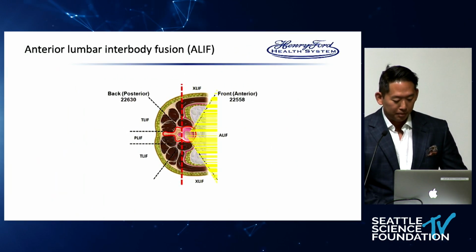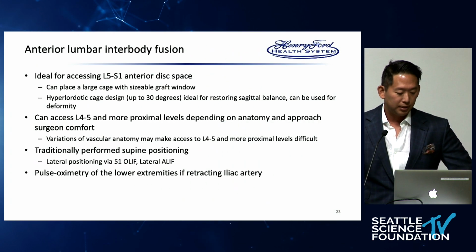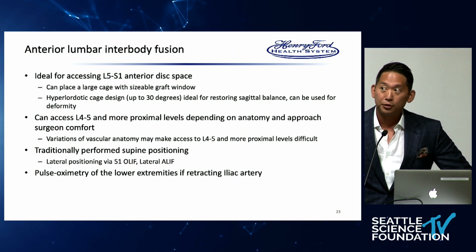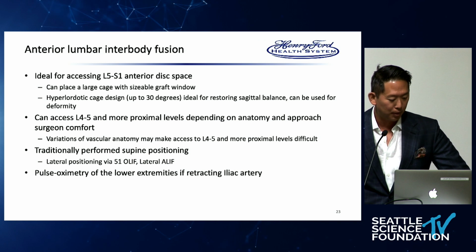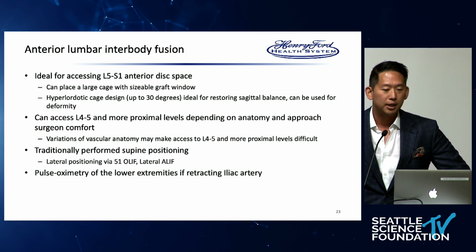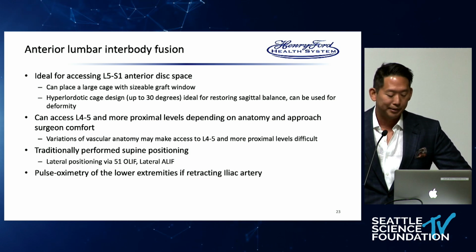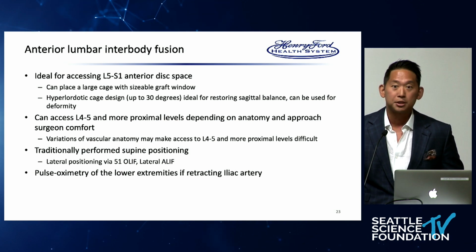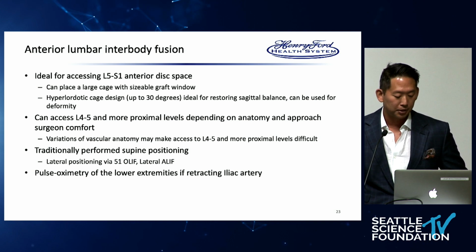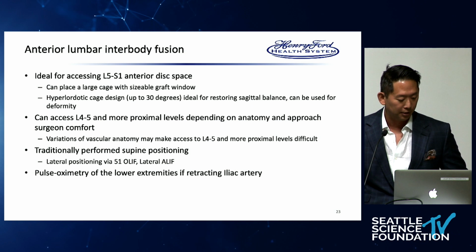And then finally, we'll talk about the anterior lumbar interbody fusion. Thinking about the ALIFs, anatomically, I think this is ideal for accessing the L5-S1 disc space. It allows you to place a large cage with a pretty sizable graft window, and this allows for some hyperlordotic cages that can be placed. And looking at your global sagittal balance or lordosis, most of your lordosis is in the most distal lumbar levels. So at L5-S1, as much lordosis as you can get is ideal.